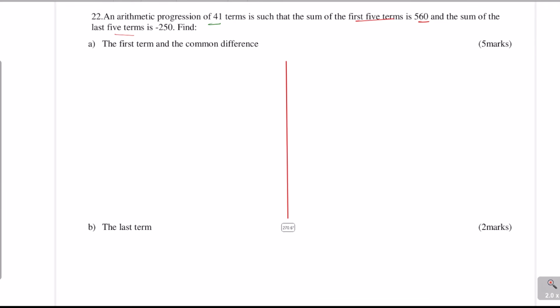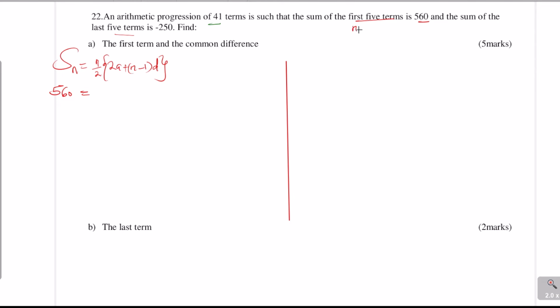Now the first thing, get the sum of the first 5 terms. Of course, you know the sum of a number of terms in an arithmetic progression is given by n divided by 2, then 2a plus n minus 1 d, where n is the number of terms, a is the first term, and d is the common difference. So now since we are given the sum of the first 5 terms is 560, we take 560 equals n. n will be 5 because it is the sum of the first 5 terms.